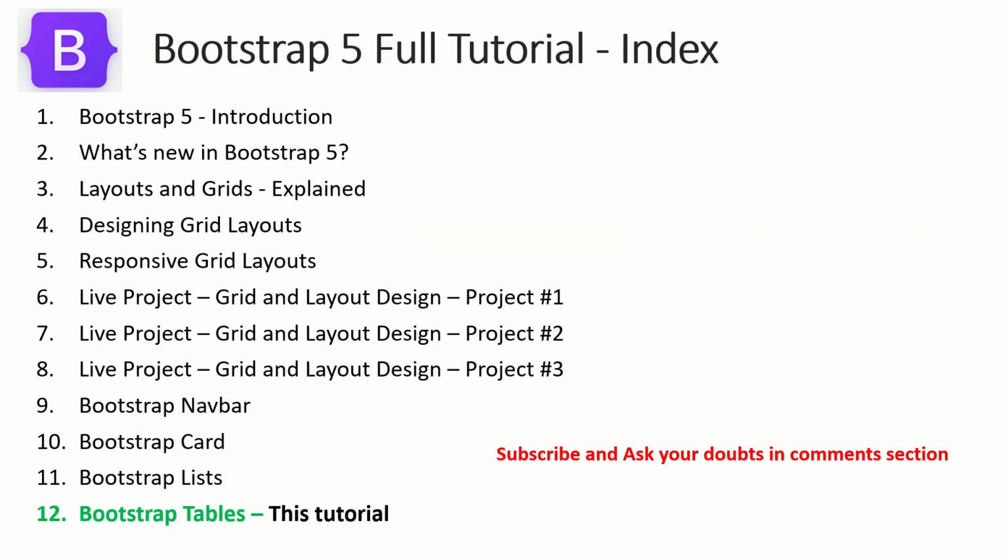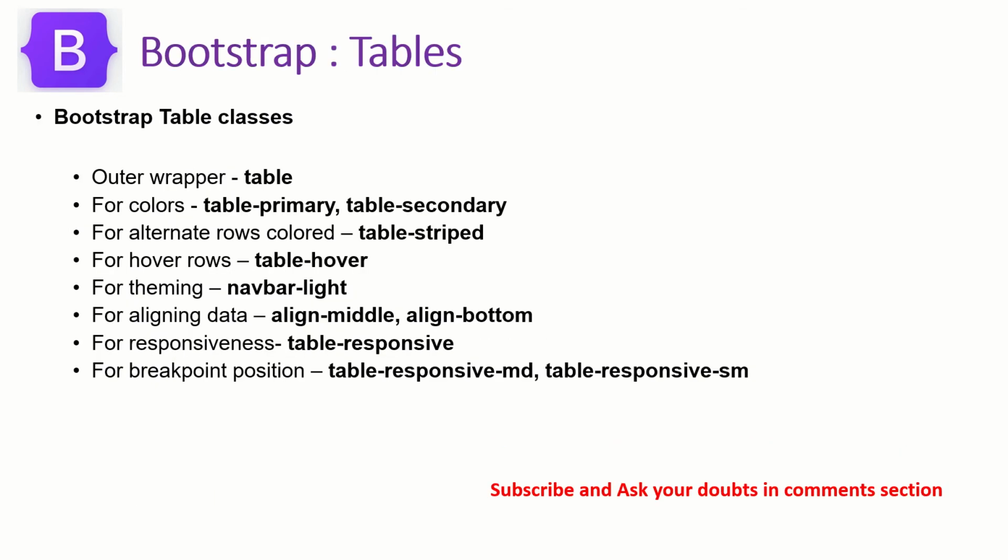All right, so today we are in the 12th episode, learning about Bootstrap tables. The first and most important thing is the outer wrapper that it provides, a class called table. Then for customizing the background, we can use table primary, table secondary, etc. We can also use table striped and table hover, which are carried forward from Bootstrap 4. You can also make it responsive using table responsive. I'm going to show all of this in practical use, and after the next episode we will put together a live project where we implement all of this in a real-time application. So without wasting any time, let's jump right into code.